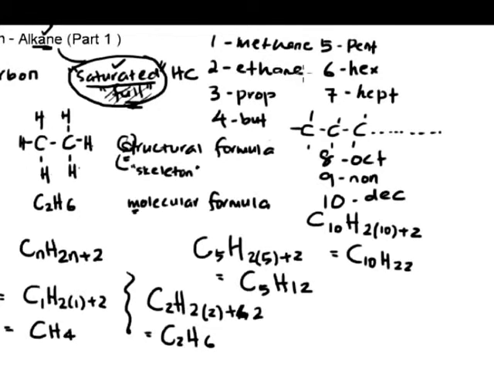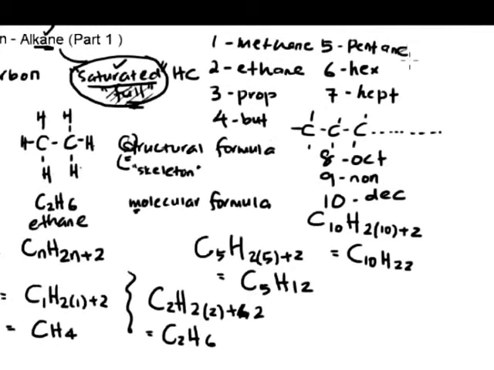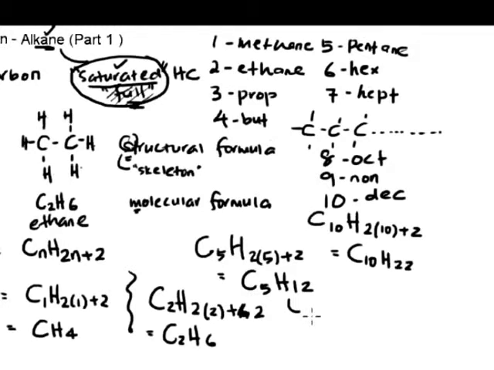How about C5H12? Let's look at 5. It's meth, eth, prop, but, pent. And it belongs to the saturated hydrocarbon known as alkane, right? So I end it with A and E. So C5H12 is pentane.